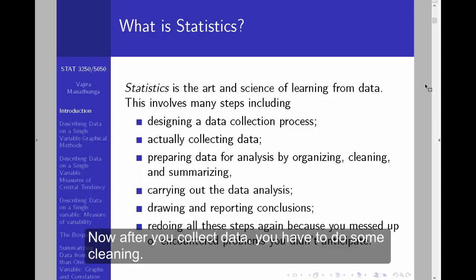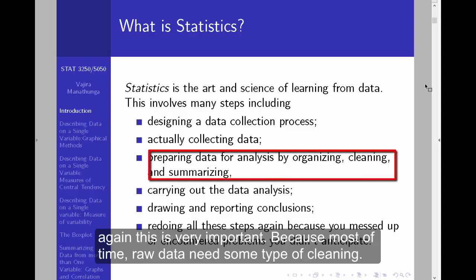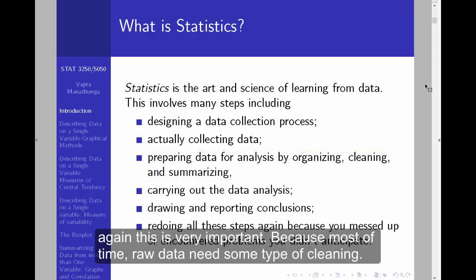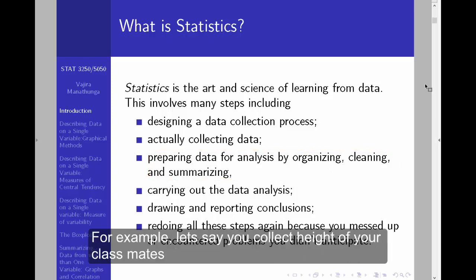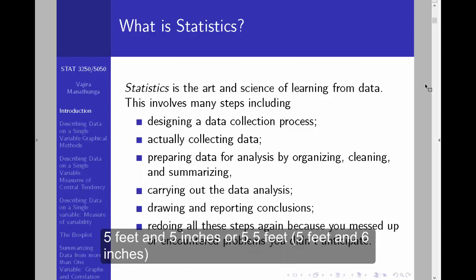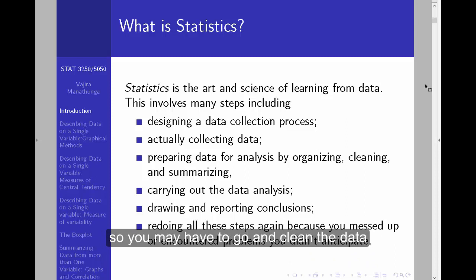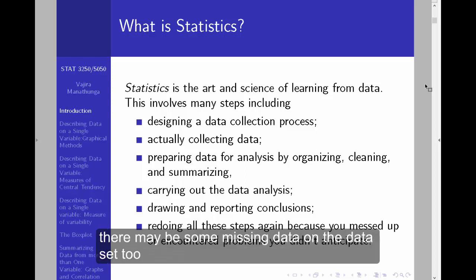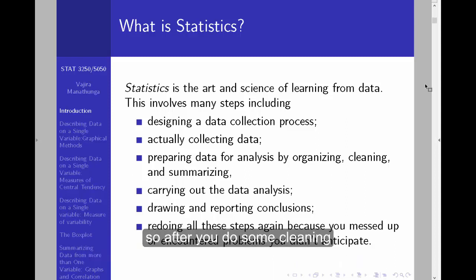Now, after you collect data, you have to do some cleaning. Again, this is very important because most of the time raw data needs some type of cleaning. For example, let's say you collect the height of your classmates. Some may enter height as 5.5. Does that mean 5 feet and 5 inches, or 5.5 feet? So you may have to go and clean the data. There may be some missing data in the data set too. So you have to decide what to do with missing data. After you do some cleaning, then you can use it for analysis.